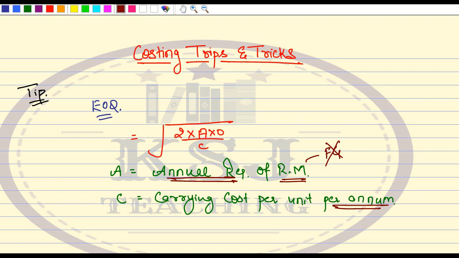Okay, so these are the two important points, the tips that you need to remember. Write these down in your notebooks and revise them multiple times so that these points are imbibed. Whenever there is a question of EOQ, you have to first see these points. Are we taking the annual requirement? Secondly, are we taking the annual requirement of the raw material only and not the finished good? Second is, carrying cost per unit per annum is to be taken. Okay, so these are the two things that you need to remember.